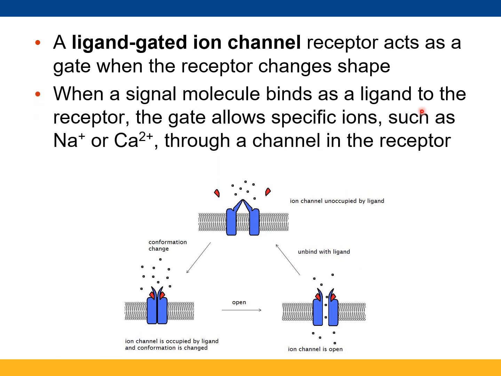So we get a ligand that the receptor is sensitive to. The gate opens, allowing, this is sodium or calcium here. It could be any number of charged ions. Chloride, for example, potassium's another one. Those are kind of the big ones. Calcium is in there as well.